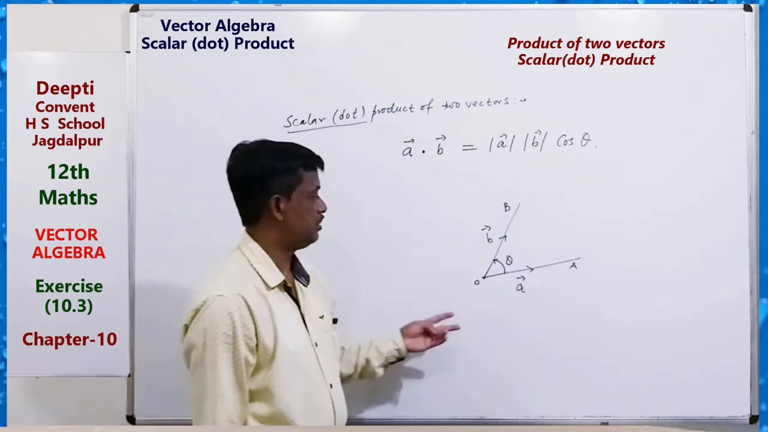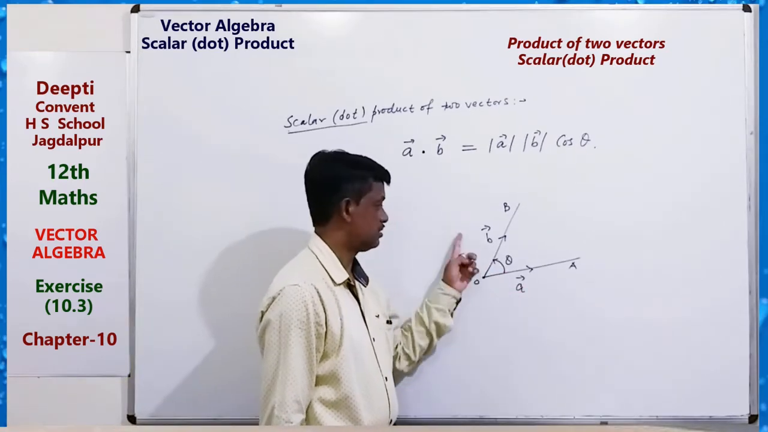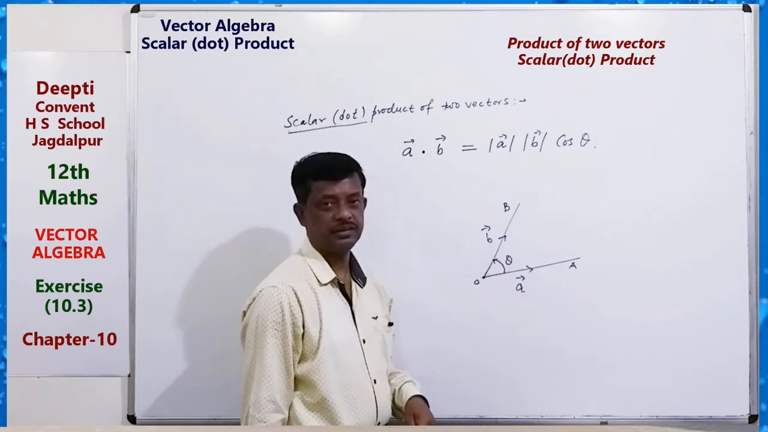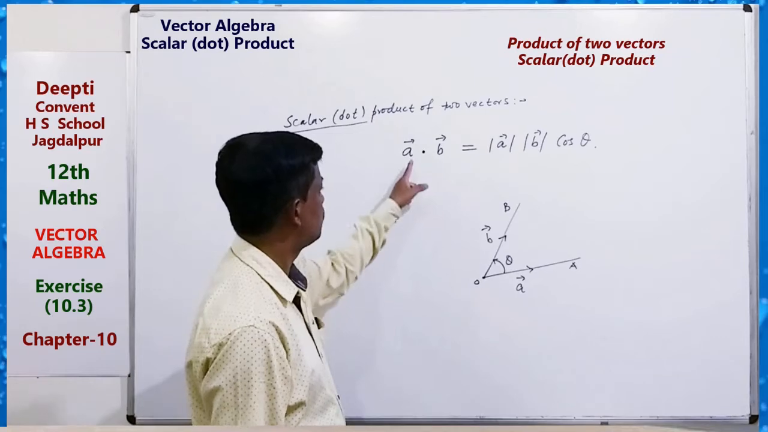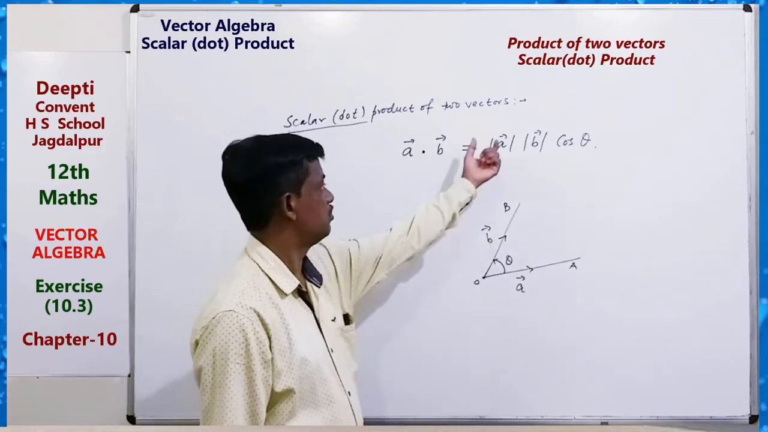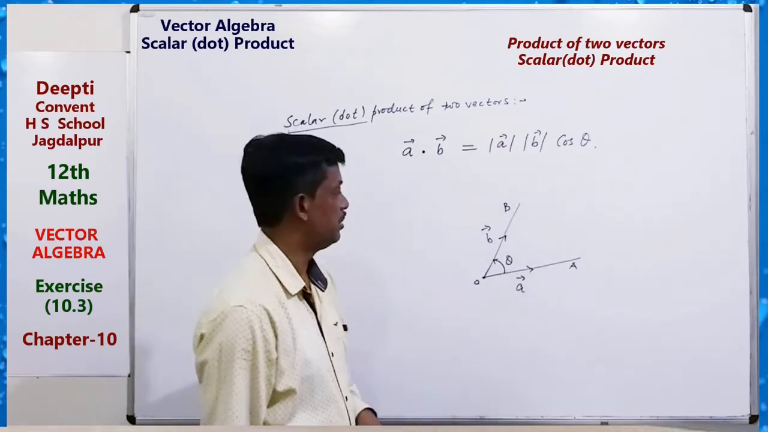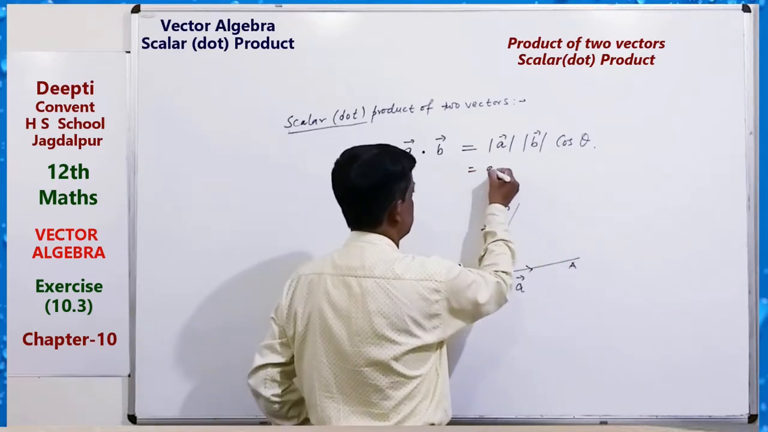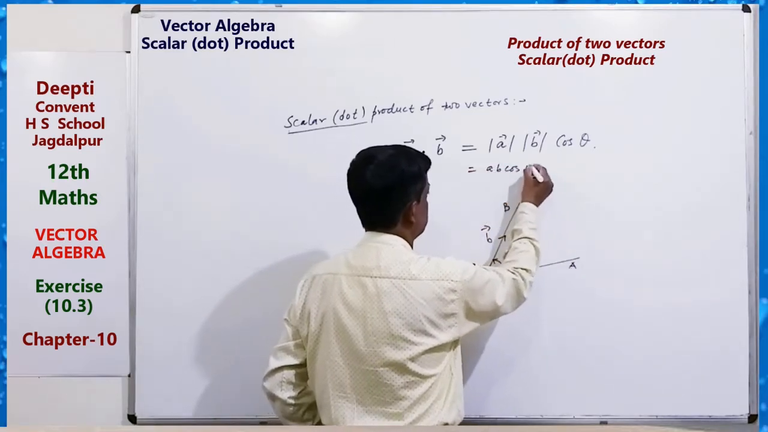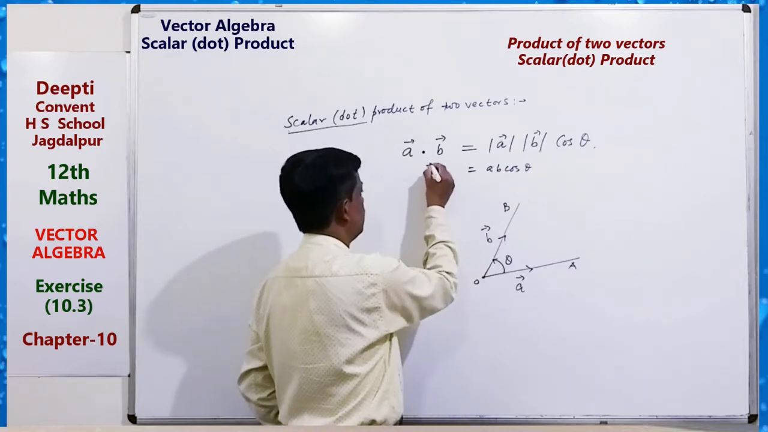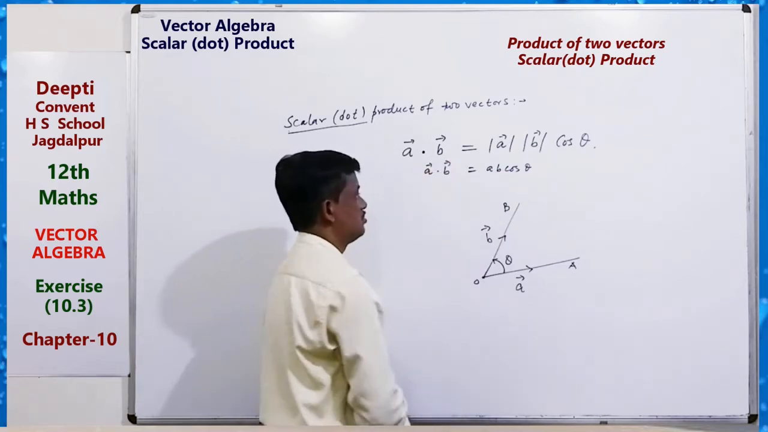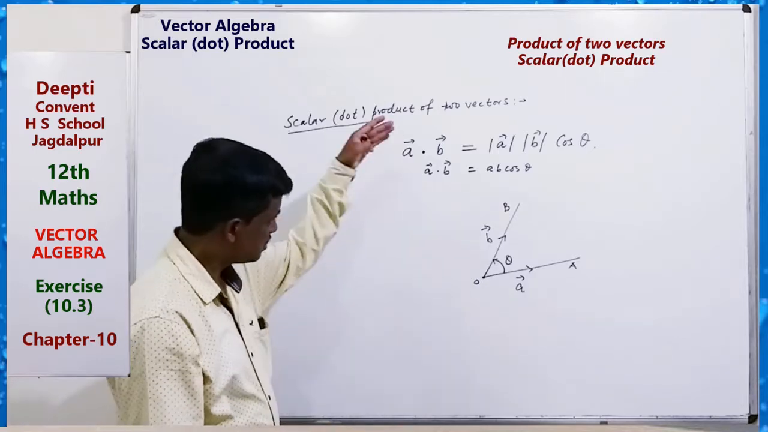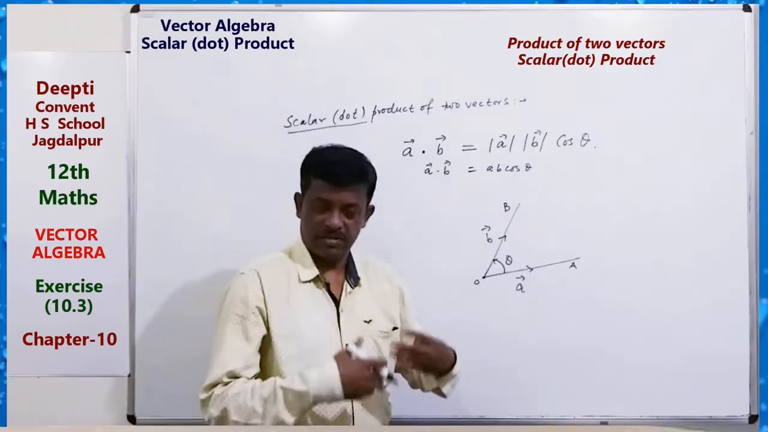In a plane, if we take two vectors like this with theta the angle between them, then we define the dot product as equal to this. Modulus of A is the magnitude of vector A. We can also write vector A dot vector B equals AB cos theta. Clear? Here theta is the angle.